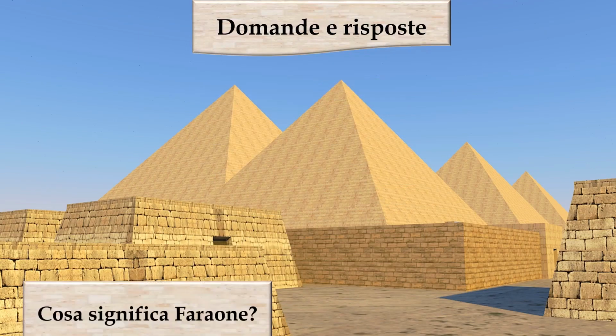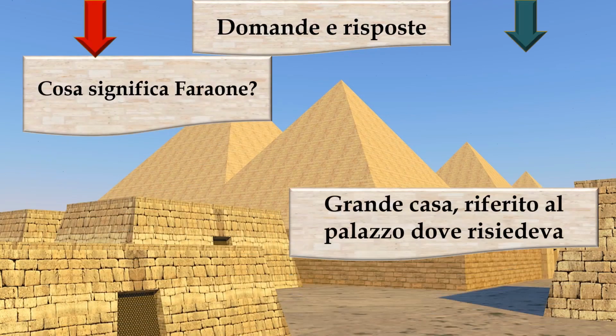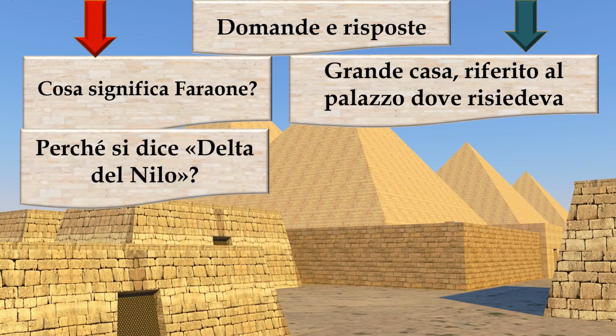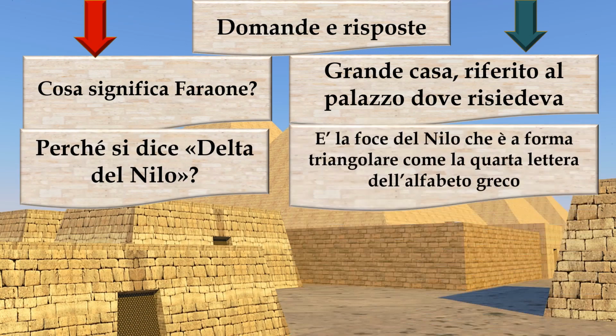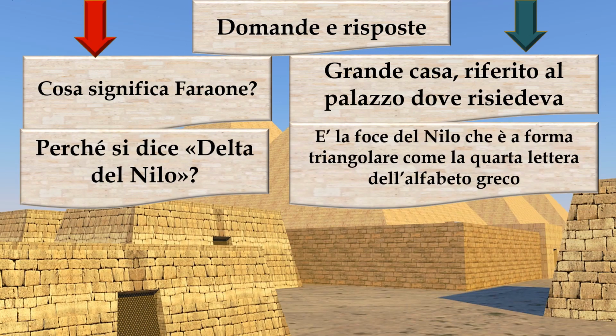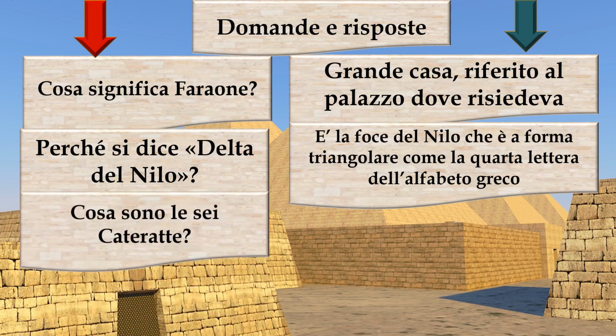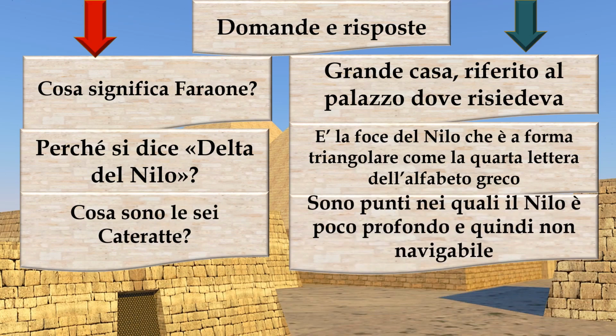Questions and answers. What does Pharaoh mean? It referred to the palace where he resided, the Great House. Why is it called the Nile Delta? It is the mouth of the Nile, which is triangular in shape, like the 4th letter of the Greek alphabet. What are the 6 cataracts? These are points where the Nile is shallow and therefore not navigable.